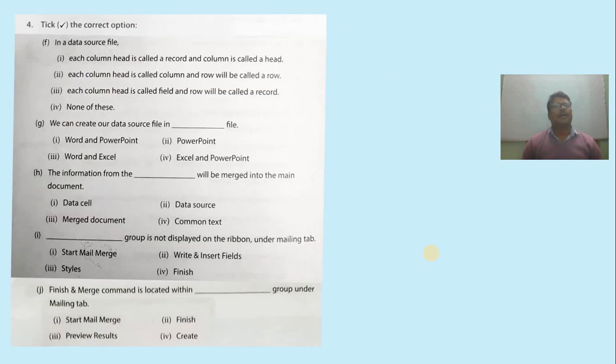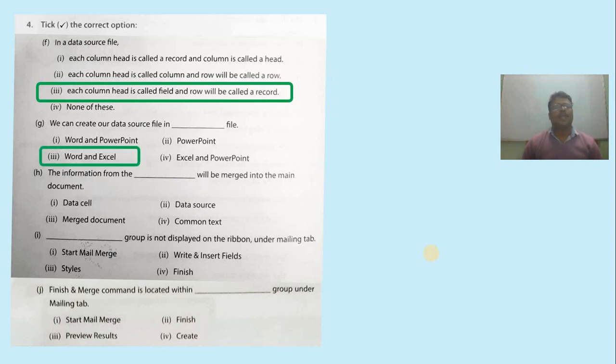We can print according to our choice. Now the fill-in number: in a data source file, each column head is called a field and each row is called a record. We can create our data source file in a Word or Excel file. The information from the data source will be merged into the main document. The Style group is not displayed on the ribbon under the Mailings tab. The Finish and Merge command is located within the Finish group under the Mailings tab. Okay.